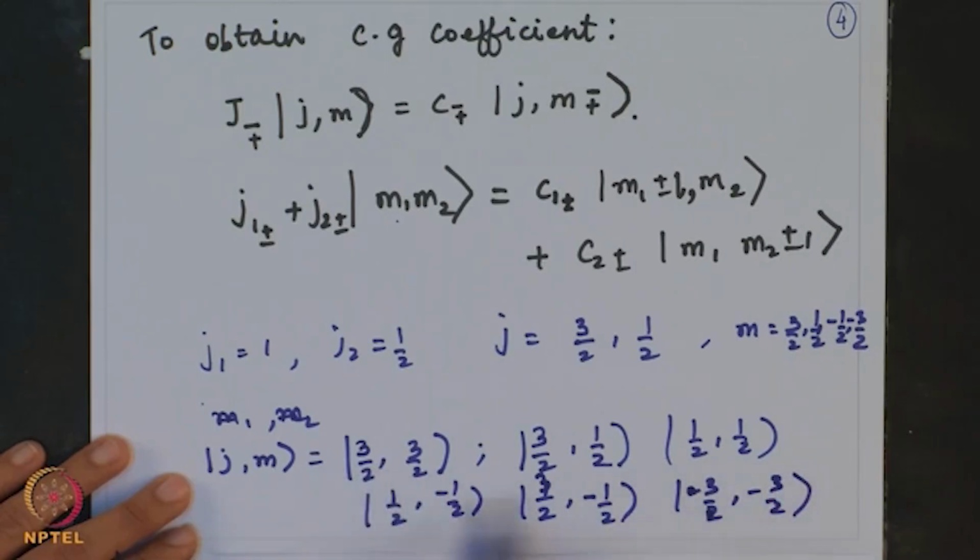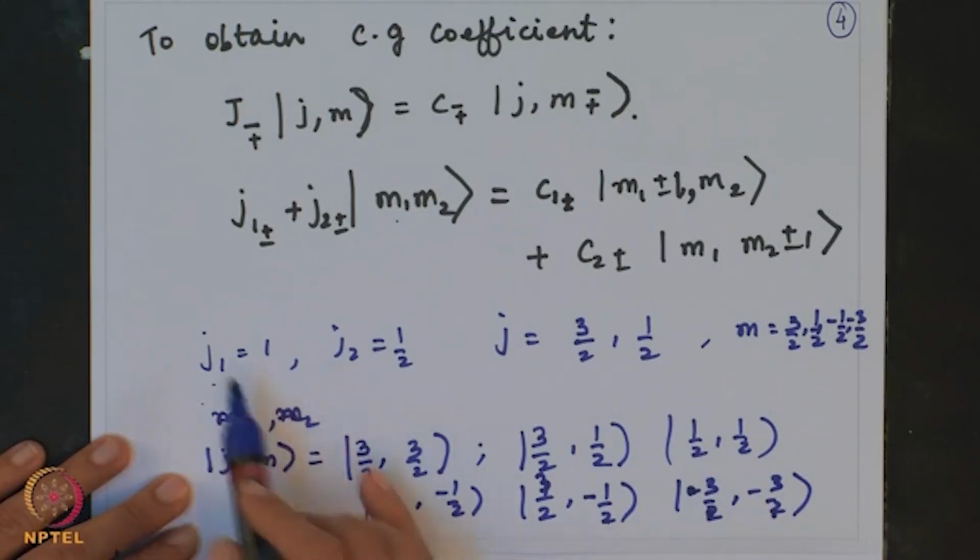So, in decreasing order of M: 3 by 2, half, half, minus half, minus half, minus 3 by 2. So, you can have 6 such combinations. Similarly, for J1 and J2, I mean M1 and M2, we will have combinations.